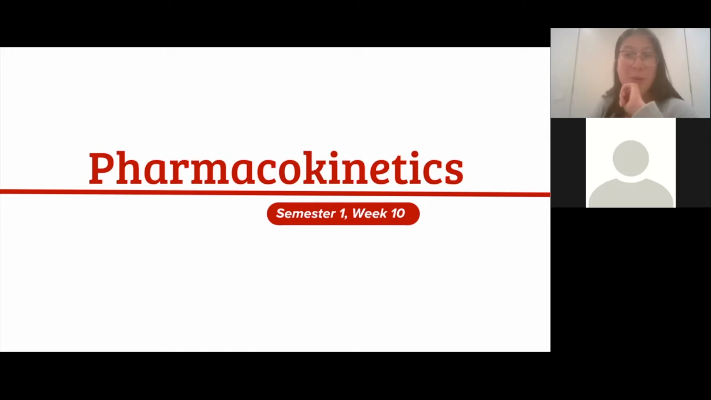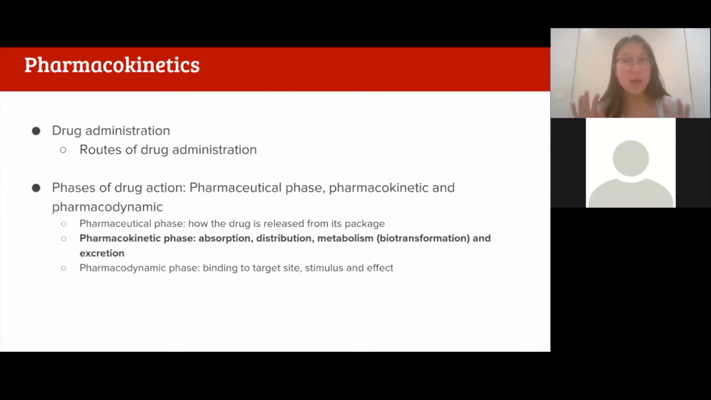Okay, so pharmacokinetics, the main things I want to be covering within this is going to be drug administration. So how do we administer a drug? How does it enter our body? How does our body first meet the drug? The second thing is going to be the phases of drug action. So that's split into three different things. You've got pharmaceutical phase, pharmacological phase, and the pharmacokinetic and pharmacodynamic phase. So those three.